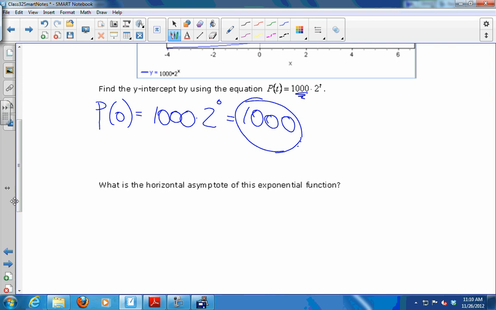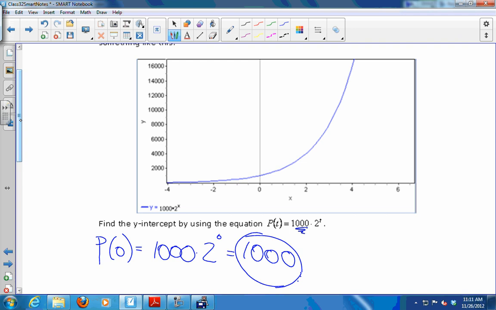So horizontal asymptote. An asymptote is a line that your graph approaches and gets really, really close to. Okay, so does my graph have a line that it approaches, that it gets really close to, but never crosses? Yeah, the x-axis. This line right here, the x-axis, my graph gets really close to. It just keeps coming down closer and closer and closer, but it never crosses it, right?